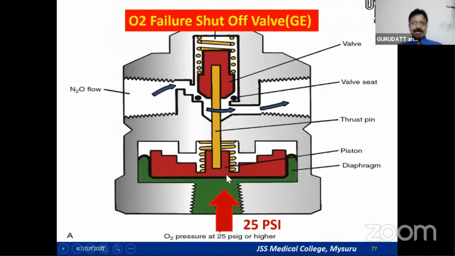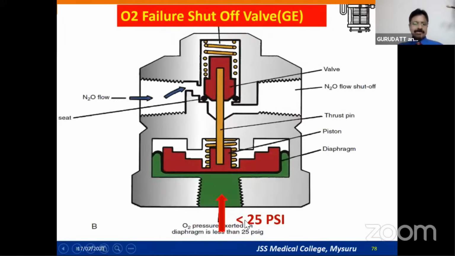So this is a shut-off valve. You can see here, oxygen at 25 pounds per square inch is entering. There is a thrust pin, and this thrust pin is pushing and opening the valve for nitrous oxide to flow. What happens if the oxygen pressure drops below 25? Once the oxygen pressure has dropped below 25 psig, this thrust pin will come down and the valve gets completely closed, so no more flow of nitrous oxide can occur. Any pressure below 25 psig with Datex Nomada or GE machines completely shuts off the nitrous oxide flow into the flow meters. That is why it is called a shut-off valve.